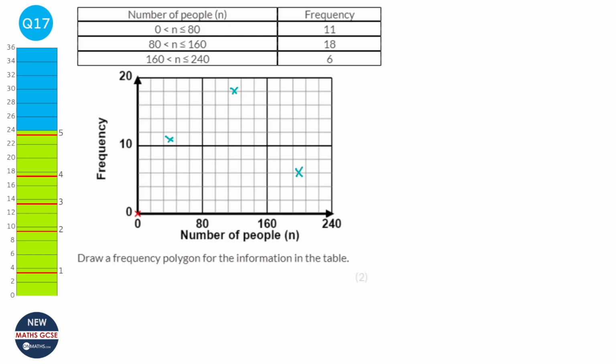Then when you're done, you need to join them up with straight lines. So I'm just going to get my ruler, join them up, perfectly straight lines, and there we are.